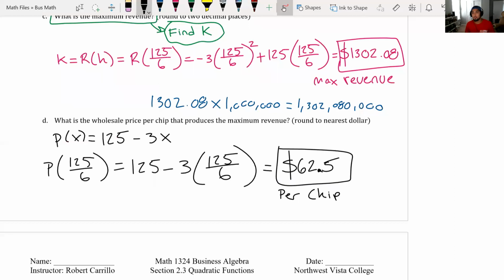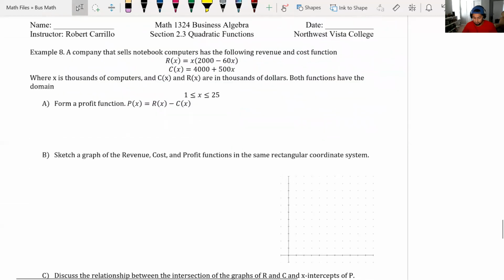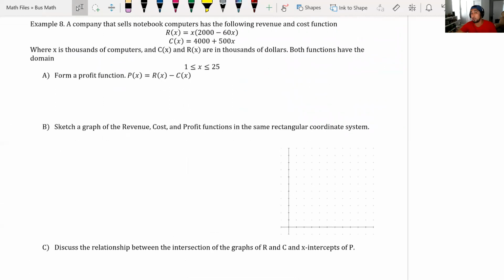Okay, there you go. Okay. One more. It's like the long one. They've all been long, right?